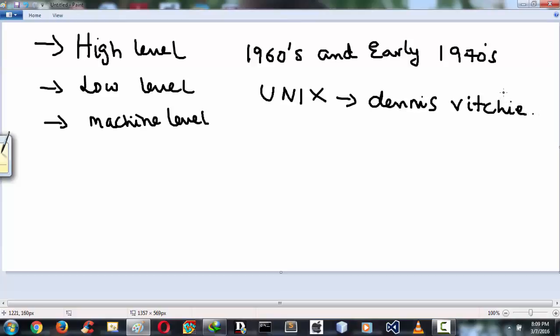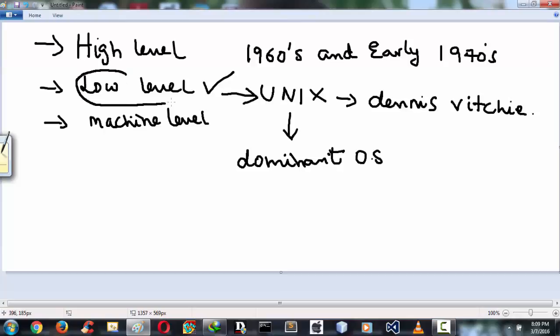Unix was the dominant operating system in those days. The problem that Dennis Ritchie, the father of Unix, observed with the Unix operating system is that it was designed using a low level language. At the beginning, Unix was written entirely in a low level language. As we have just discussed, the problem with low level languages is that they are very processor specific.